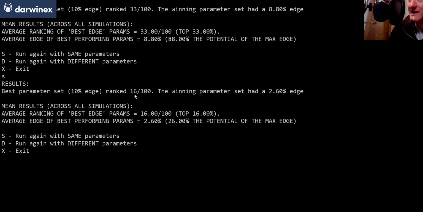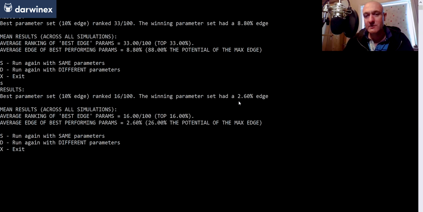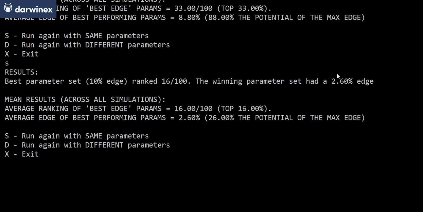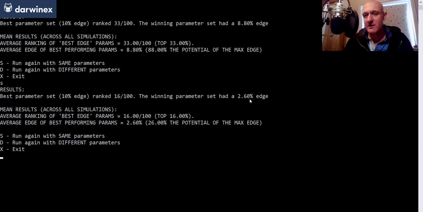And so we can keep running single simulations and see that here we did better now. So the best parameter set came 16th, which is better. But if you look at this, the winning parameter set had just a 2.6% edge. So only 26% of the full potential of the system.